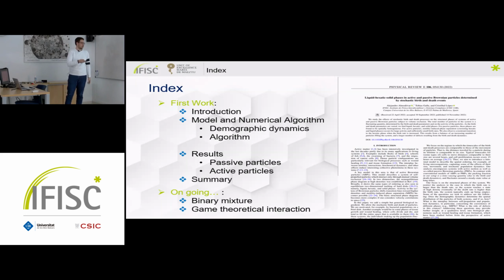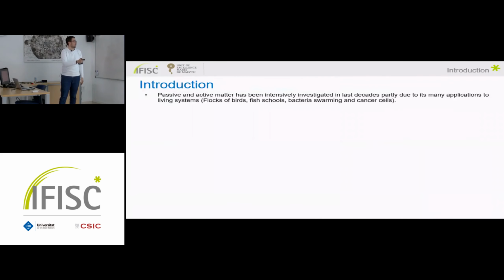There are two ongoing works. First of all, a binary mixture and again, theoretical interaction. Let's start with the first work.